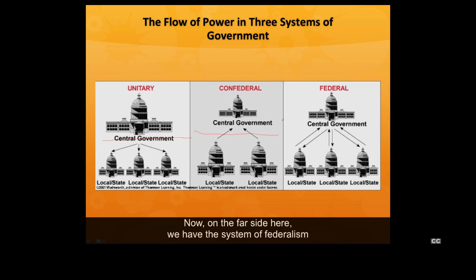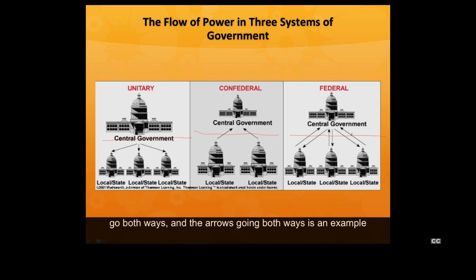Now, on the far side here, we have the system of federalism. Okay, and the system of federalism here is, again, we have this line here, but the difference is that power is shared. The arrows go both ways. And the arrows going both ways is an example of shared power.